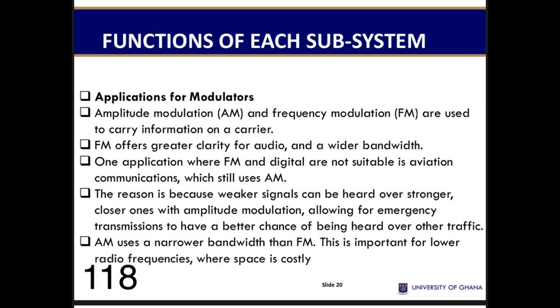Applications for modulators. Amplitude modulation, AM, and frequency modulation, FM, are used to carry information on a carrier. FM offers greater clarity for audio and a wider bandwidth. One application where FM and digital are not suitable is aviation communications, which still uses AM. The reason is because weaker signals can be heard over stronger, closer ones with amplitude modulation, allowing for emergency transmissions to have a better chance of being heard over other traffic.